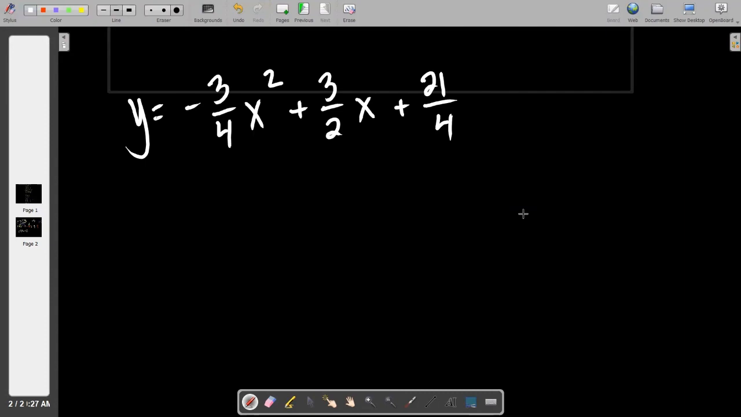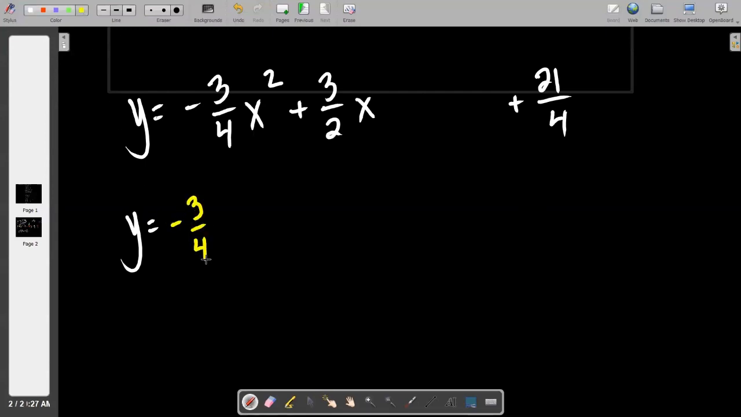First, what do we do? Clear some space, flip it over. Next thing we do, take the -3/4 out, right? I'm going to use yellow just because I really want to draw your attention to this number. This number plays a critical role in the next couple of steps, actually.